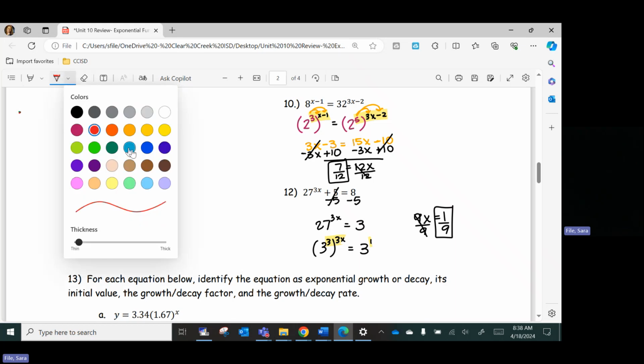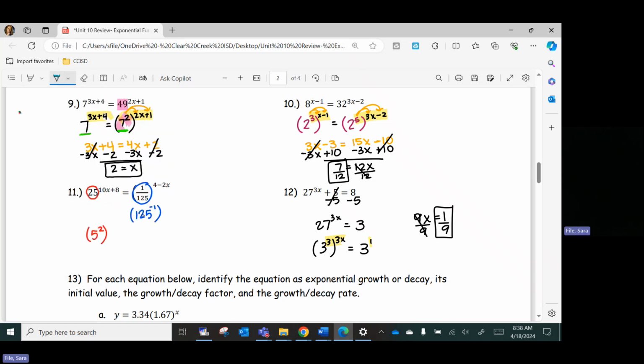And then 125 is 5 cubed. So we'd have 5, and it would be -3 because that -1 was already there. So when I replace that with 5 cubed, it becomes 5 to the -3. So I make that substitution. So now they're both a base 5. And I've still got those powers. Let's see, it's 10x plus 8 here and 4 minus 2x here.